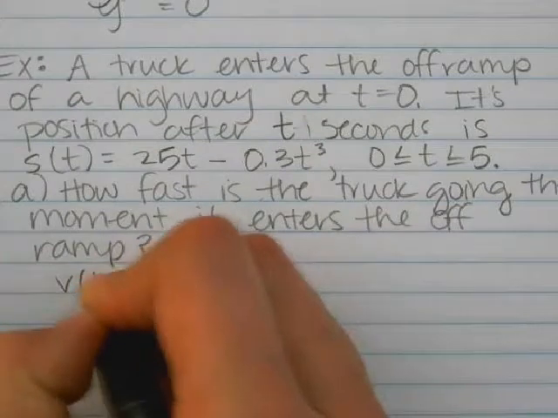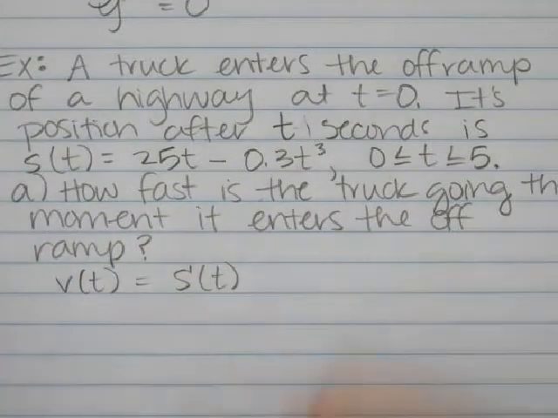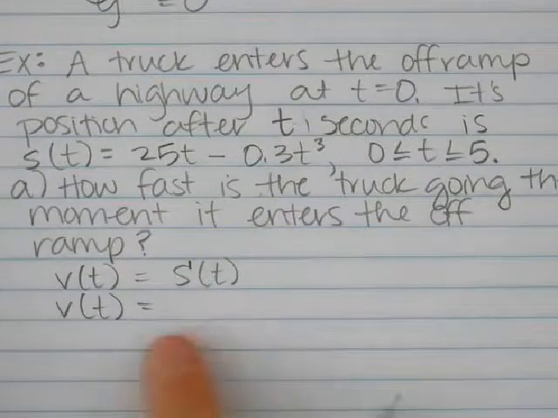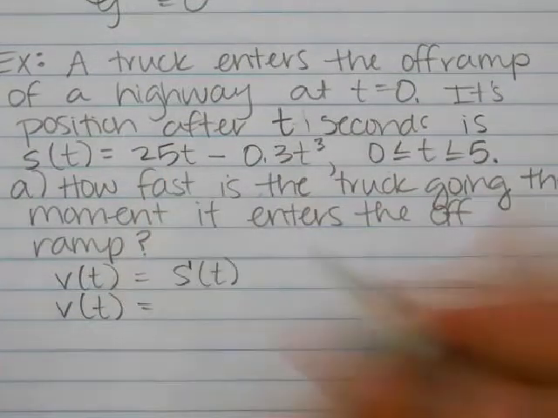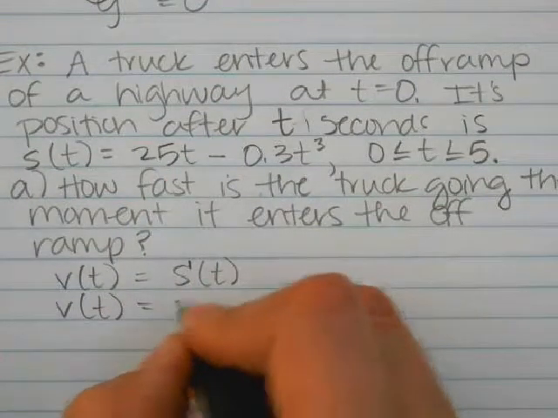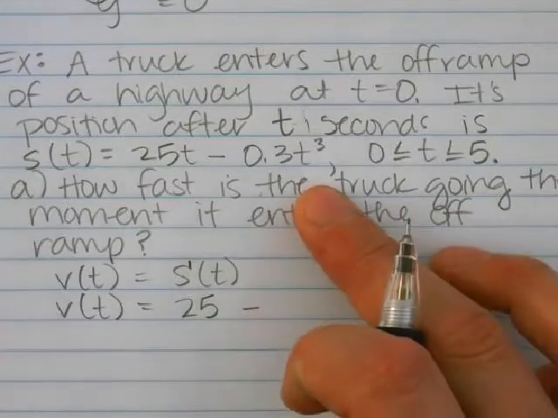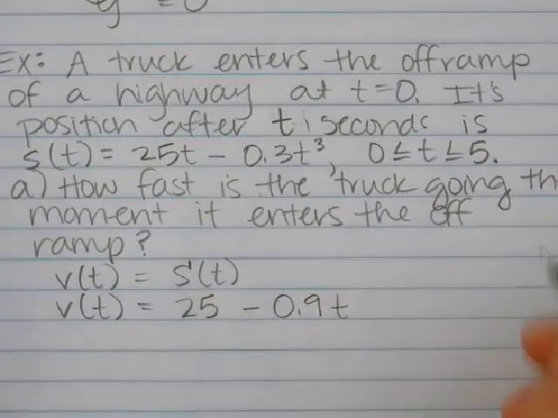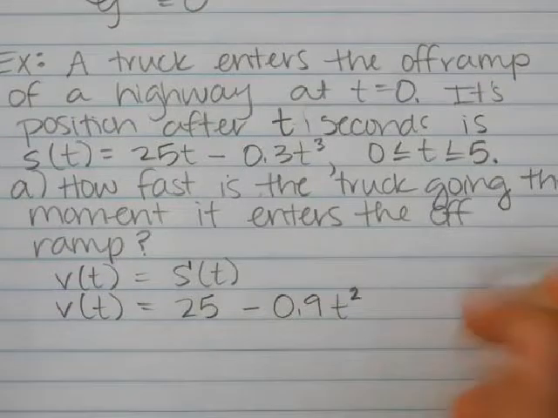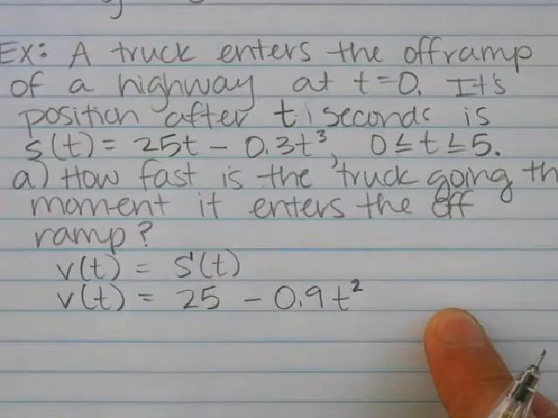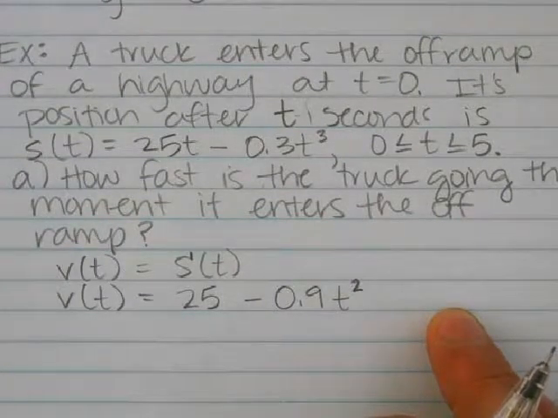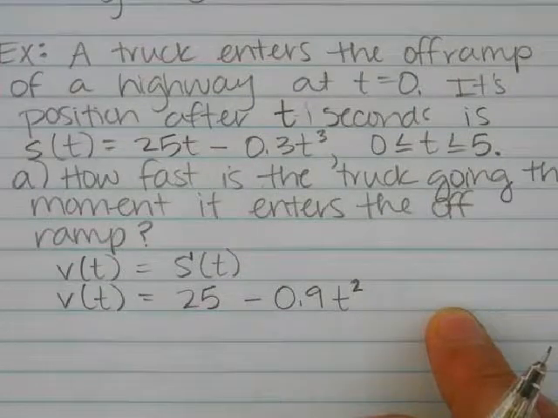So what am I trying to find? Velocity of t, so v of t, which is the first derivative, right? V of t is the first derivative of the position. So what would you guys get if we did v of t of this equation? 25 minus, what is 0.3 times 3? 0.9 t to the second. Okay. All right, so they're asking how fast is the truck going? What is the velocity the moment it enters the off-ramp? And what's the time the moment it enters the off-ramp? 0. So plug in 0.